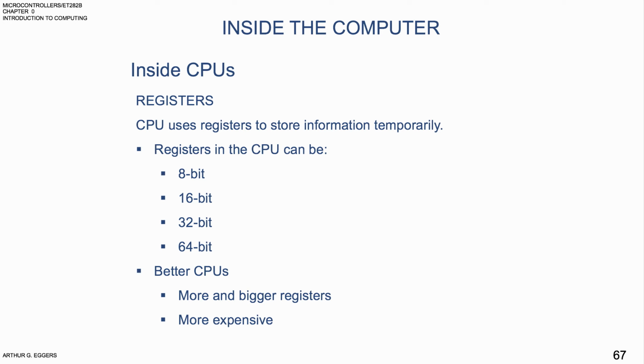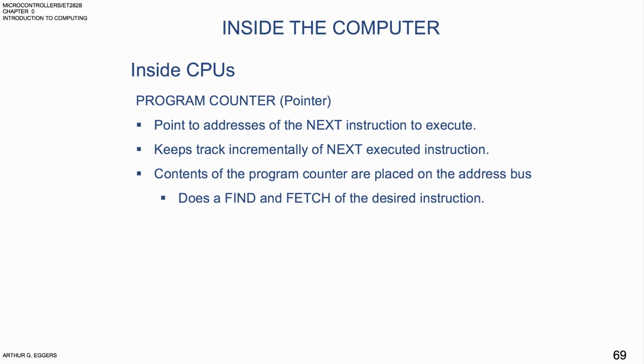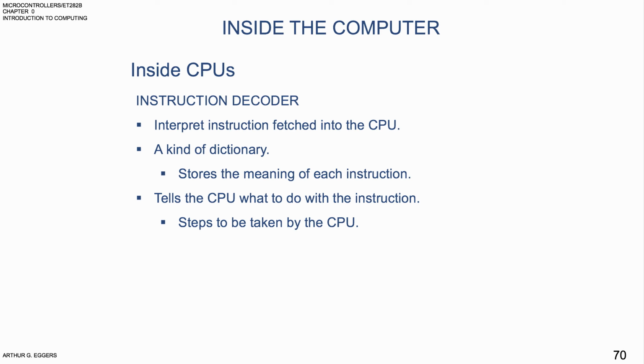They can be 8-bit, 16, 32, 64. They will vary, and we'll notice that in our microcontrollers as well. The ALUs can do all of these functions. The program counter, looking at the next instruction to execute, keeps track of where it is in the program. The instruction decoder then interprets the instruction fetched by the CPU.